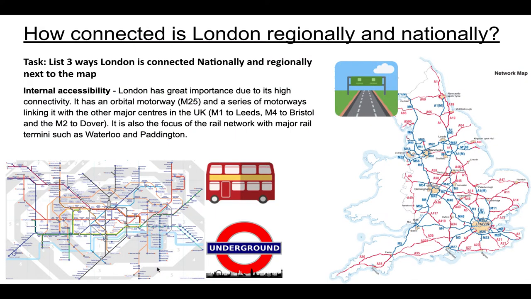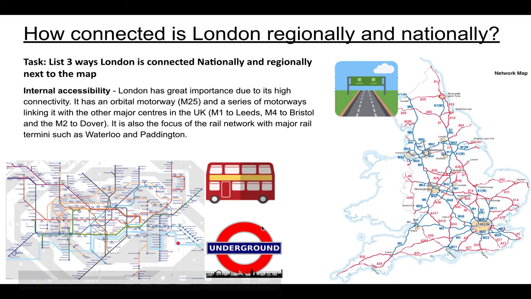So, if London's site and situation are what they are, what we've just discussed, we want to think about how is that connected to other places. So London is connected regionally within its sort of area surrounding it, nationally to places across the whole country, and internationally. But just on this slide, we're talking about regionally and nationally. So on your worksheet, once we finish talking through this, you are going to put down 3 ways, please, that London is connected nationally and regionally. And let's have a look at what sources we've got.